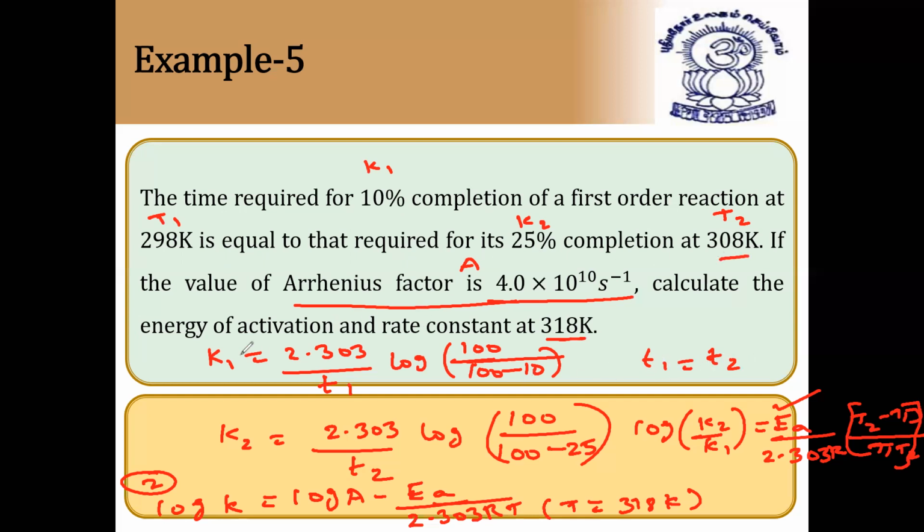So T1 is equal to T2. By applying these two, we can find K1 by K2. That is also nothing but log of K2 by K1 you can take. So first you find K1 by K2, then you can reverse it.